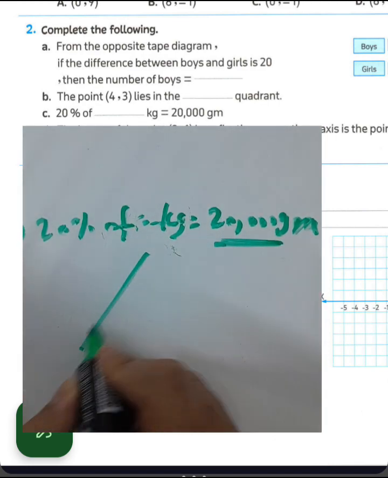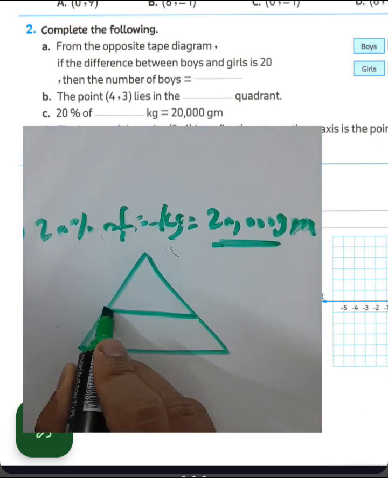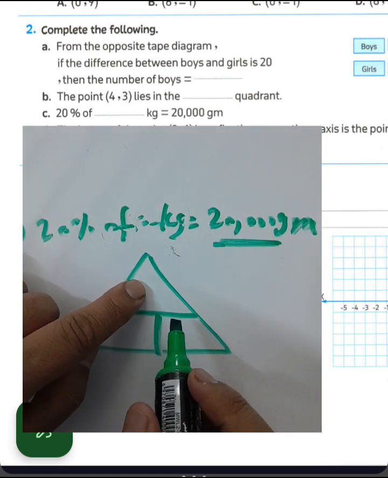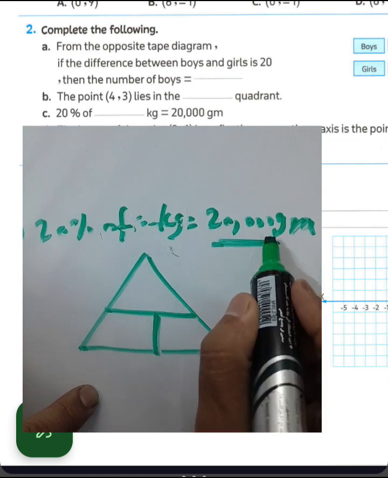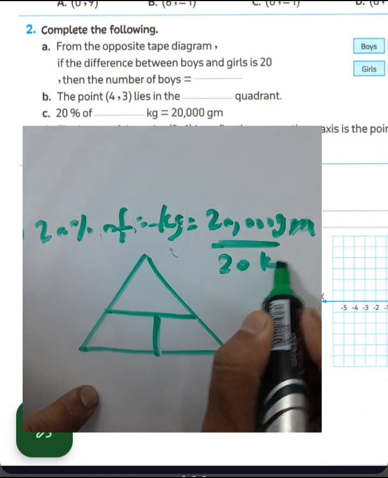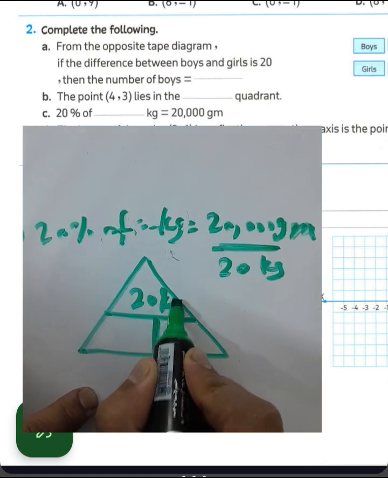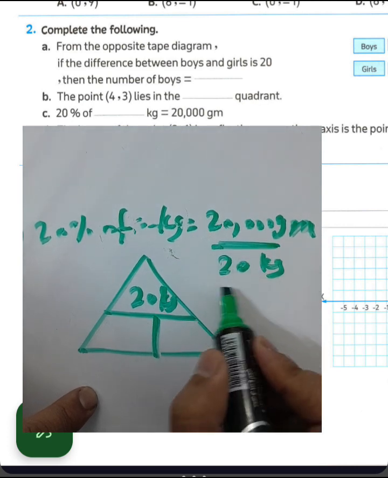Then you must draw this triangle. Right up here, the part was 20,000 gram. It will be 20 kilogram. The part was 20 kilogram, okay, because 20,000 gram equals 20 kilogram.